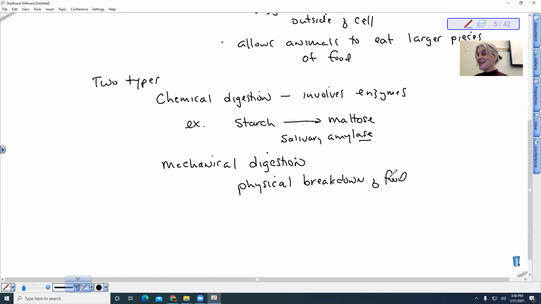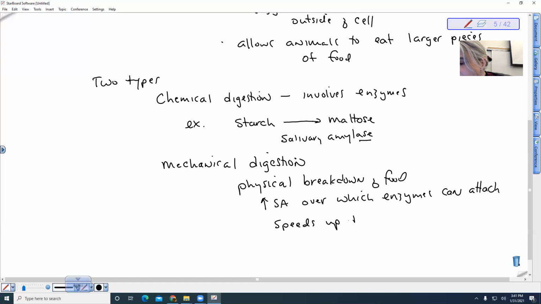So we have different mechanisms that allow for breaking the food down. What this does is increase the surface area over which enzymes can attach, can bind, right? Enzymes have to bind to their substrate to break them down. If there's lots of surface area, the enzymes can bind more readily, and so this speeds up digestion and makes it more efficient.